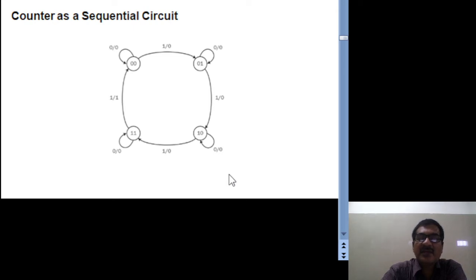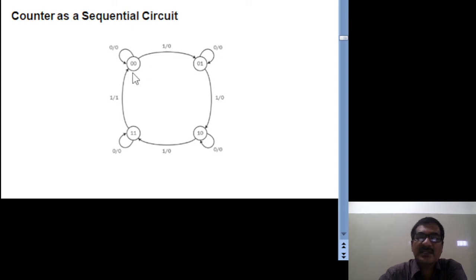Okay, so here the slide showing a simple 2-bit counter. 2-bit counter means it has 4 states, like 0 0, 0 1, 1 0, 1 1. So already I think you identified what the slide shows, that is the state diagram of the 2-bit counter. Let us assume the state is 0 0.